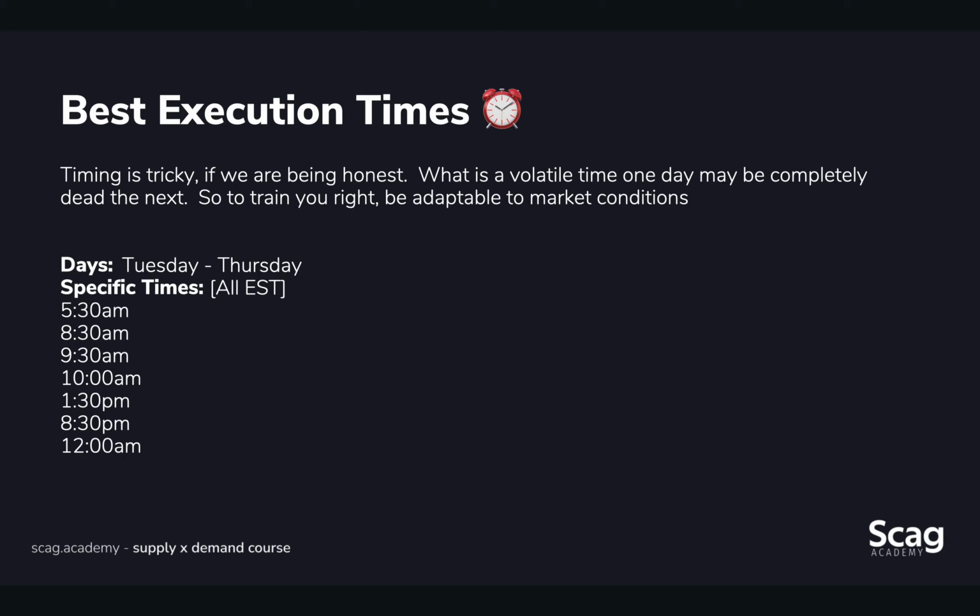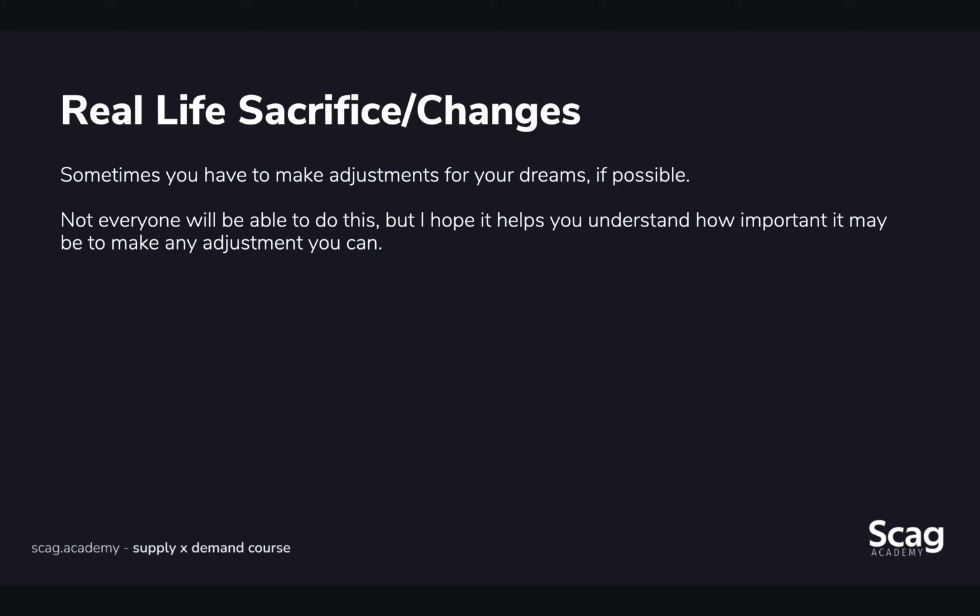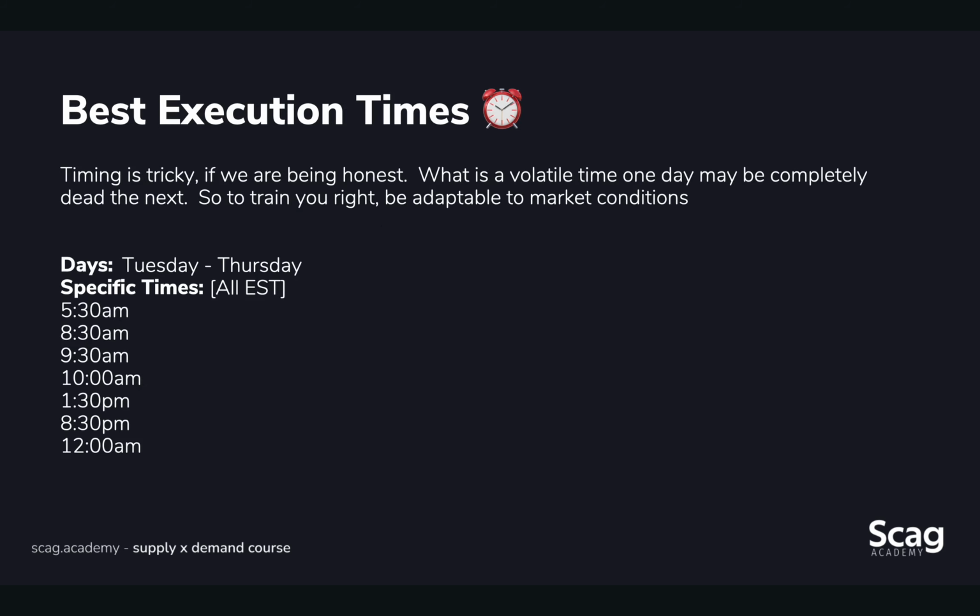But again, be adaptable. I want to train you guys to find the best execution times for yourself because ultimately, what you need to do is start building a schedule. And this may involve you making some real life sacrifices and changes. I just want to tell you guys what I did personally to get to that next level. Sometimes you have to make adjustments for your dreams. If you can make adjustments to get to the chart at the best execution times, you need to do that.